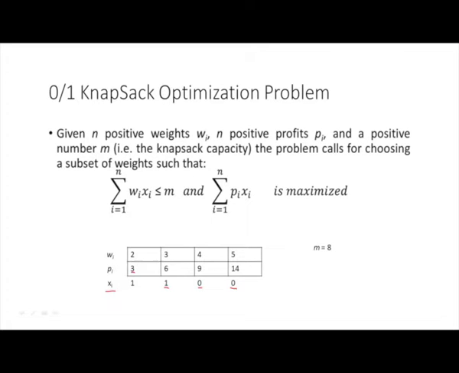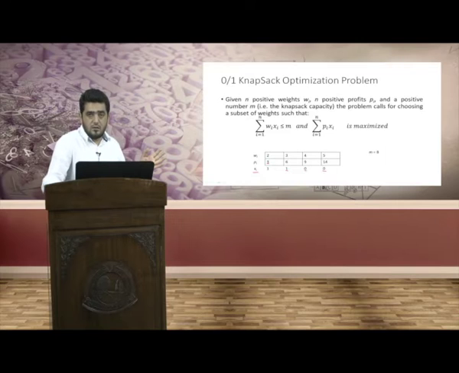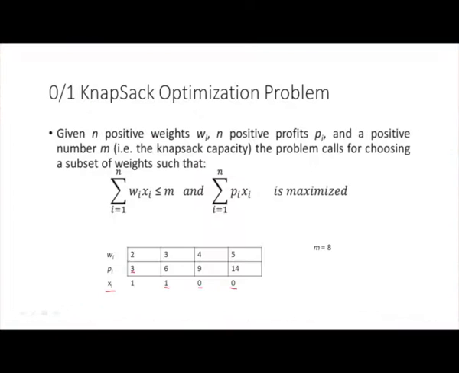From this we can see that the total weight that has been filled in the knapsack is weight of 1, which is 2, plus weight of 2, which is 3. So 3 plus 2 is 5. So 5 is less than 8, which was the capacity of the knapsack, as we have specified. So this is a possible solution to the current problem, because this condition is satisfied: the sum of the weights of all the items considered for the solution is less than or equal to m. In this case, it is equal to 5.